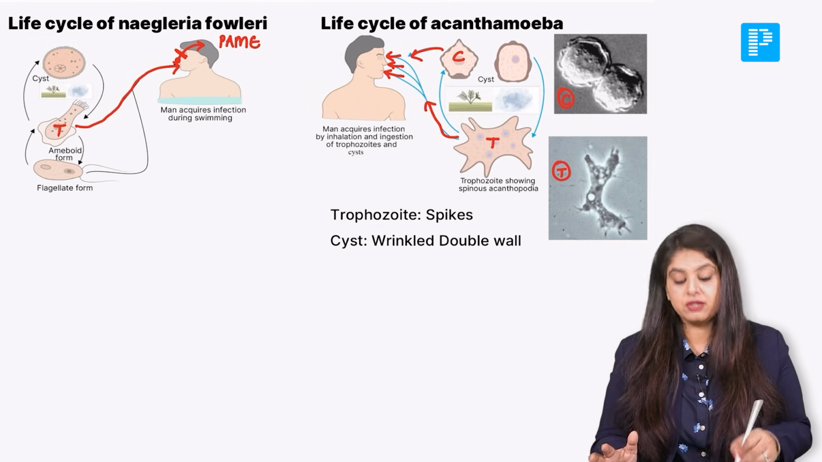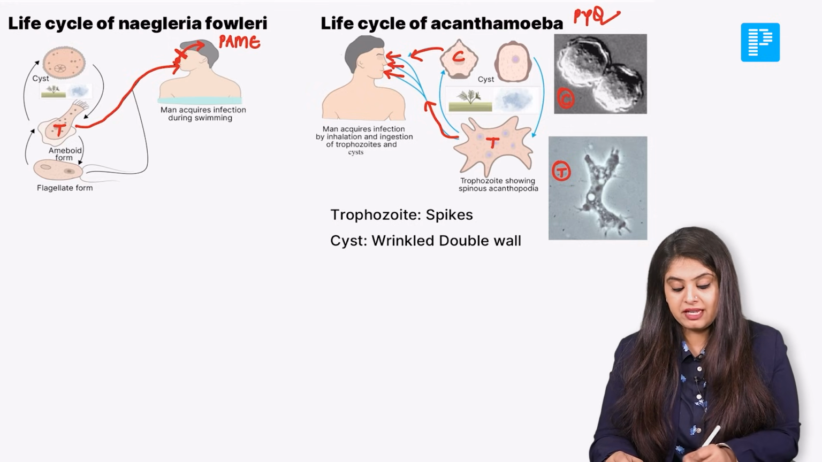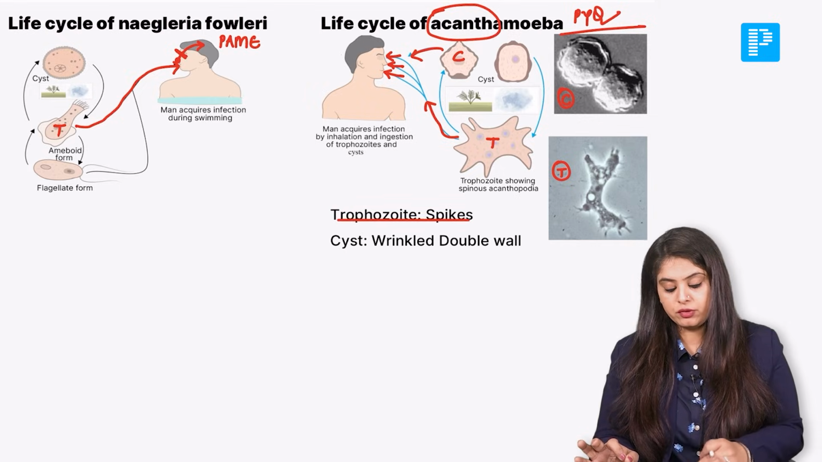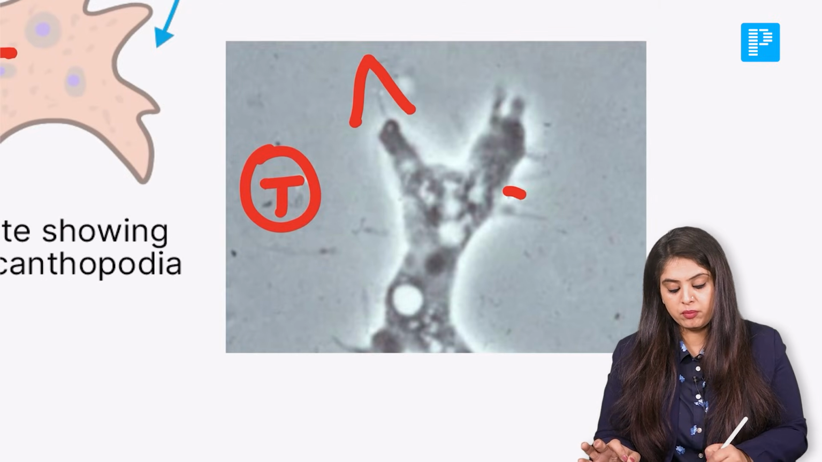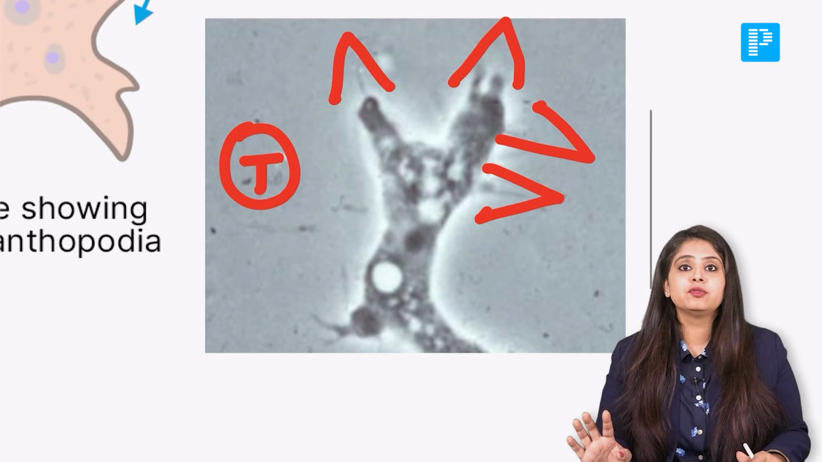How do they look under the microscope? Previous year questions. Very, very important. Listen carefully. When I say acantho word, it means spikes. So here you can see the trophozoite, if I zoom in, has these spiky porcupine cactus-like projections coming out. All spiky things coming out, that's the trophozoite.